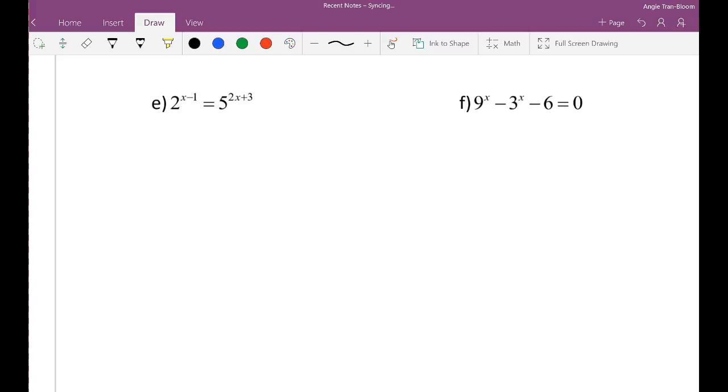E. 2 to the power of x minus 1 equals 5 to the power of 2x plus 3. If this is like on your test and you're stuck, what should you try? Give up. No, that is not the way I want to go down. What are we going to try? Hit it with the log, Sam said. Should we try hitting it with the log?